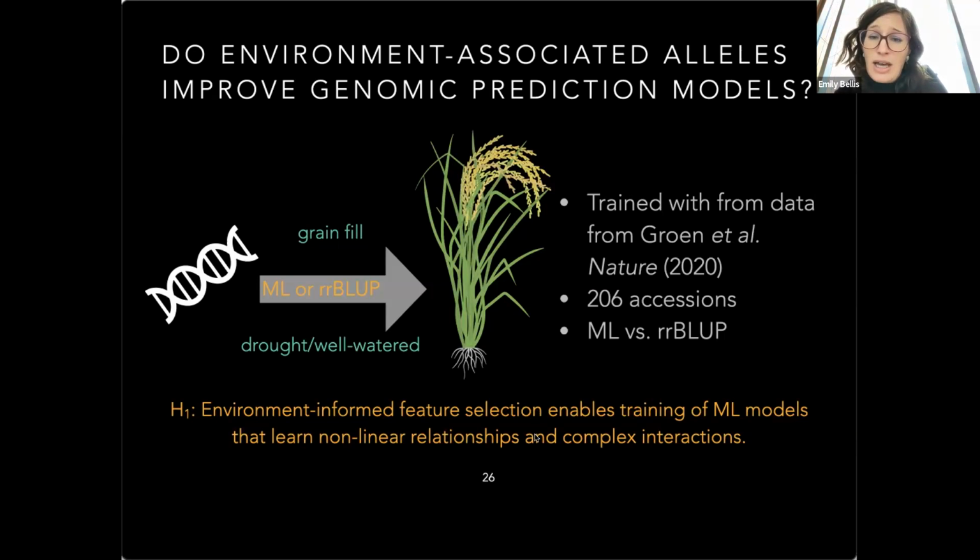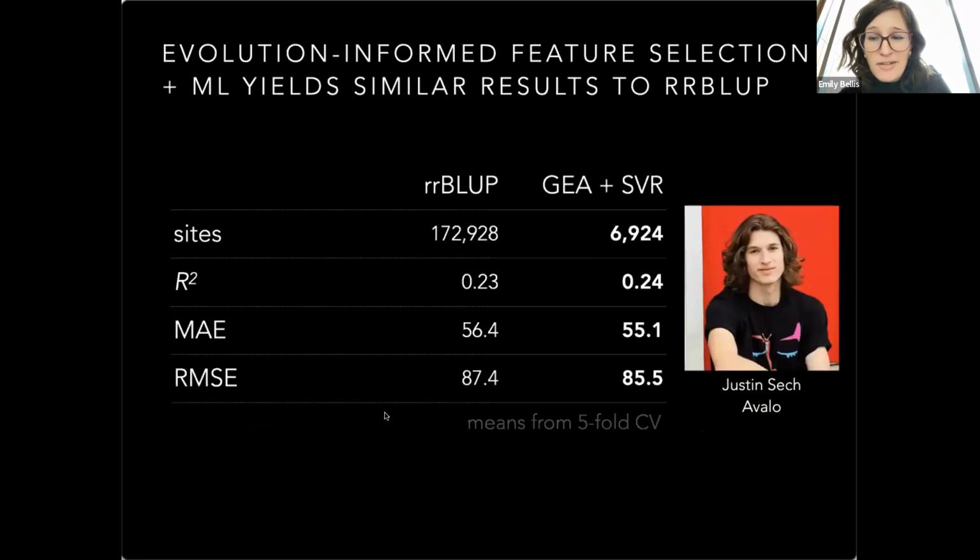And to test this, we are using published data from Niels Gruen from a 2020 paper. This is an experiment they did where they have 206 diverse rice accessions. They're grown in drought and well-watered conditions in the Philippines. And they measured several different phenotypes. I'm just looking at grain fill here under drought conditions, and we're comparing machine learning models versus our BLUP as the benchmark. All right, and here's what our results look like.